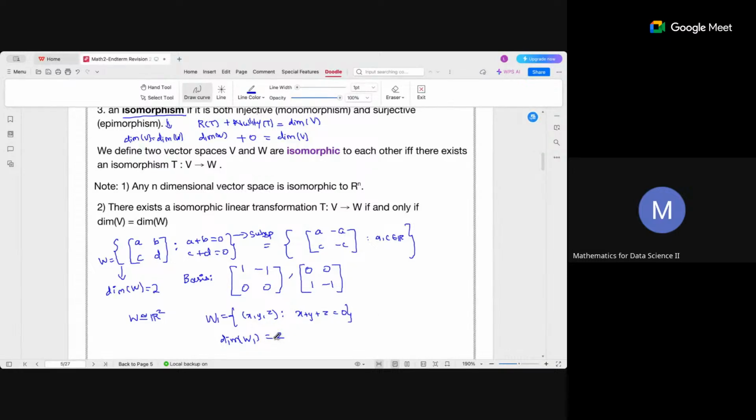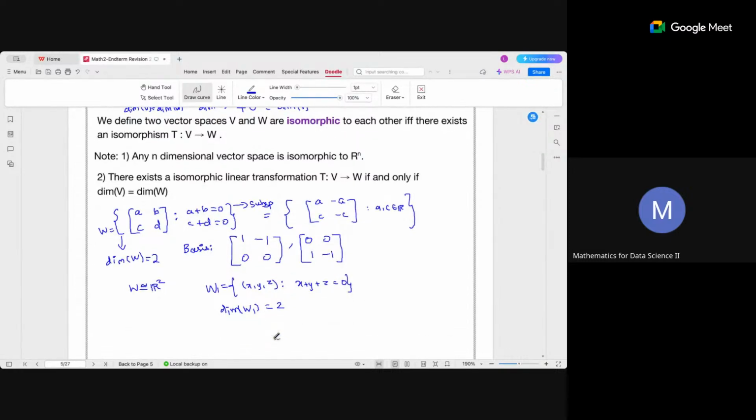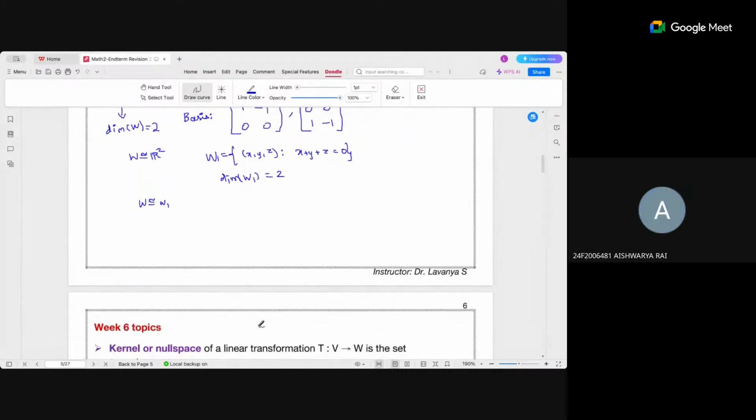So it is two-dimensional. So this is also isomorphic to R2, and also W is isomorphic to W1. Both are having same dimensions, right? So these two are also isomorphic. All spaces which are having same dimensions according to this condition, all spaces of same dimension, they are also isomorphic. Okay. Clear?